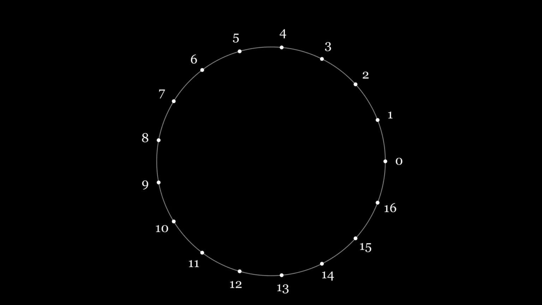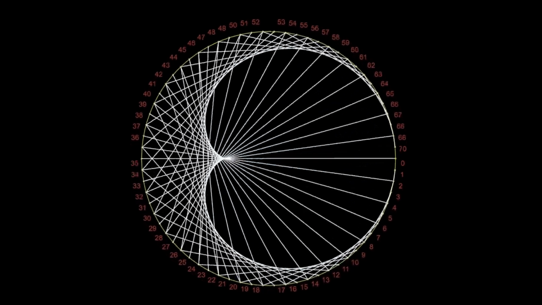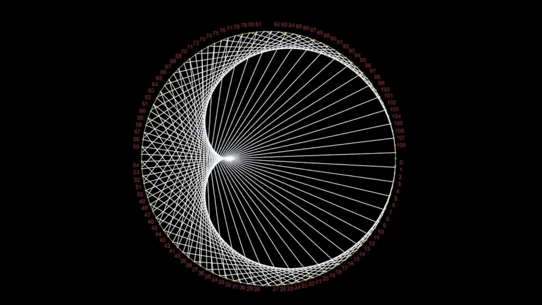Take a circle. Mark many equally spaced points around it. Label them 0, 1, 2, and so on. Now, pick a number, say 2, and connect each point to the one labeled 2 times that number, modulo p. And just like that, an image appears, lines weaving together into a heart-shaped curve.